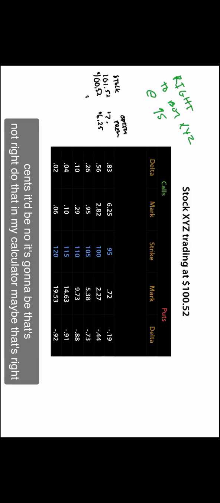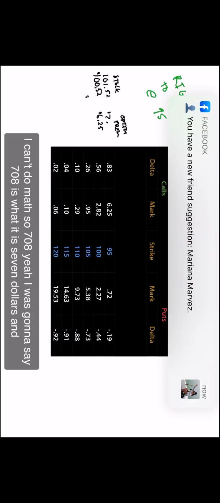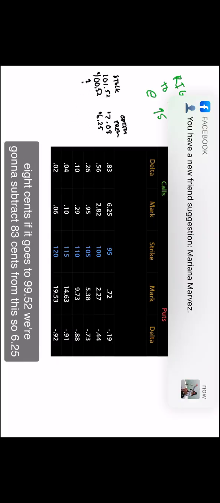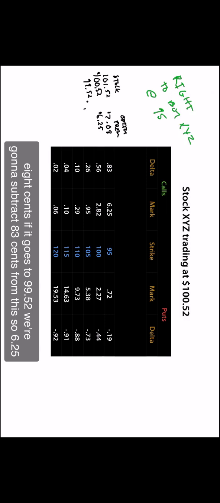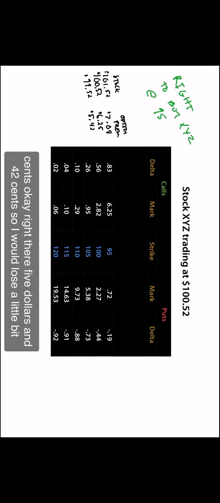Let me do that in my calculator. Maybe that's right. I can't do math. So that should give 708. Yeah, 708 is what it is. So sorry, $7.08. If it goes to 99.52, we're going to subtract 83 cents from this. So 625 minus 83. What is that, Corey? You got your calculator? $5.42. Okay, right there, $5.42. So I would lose a little bit.